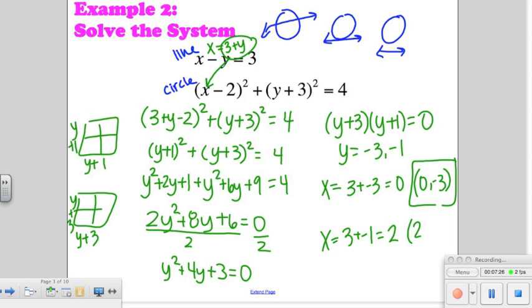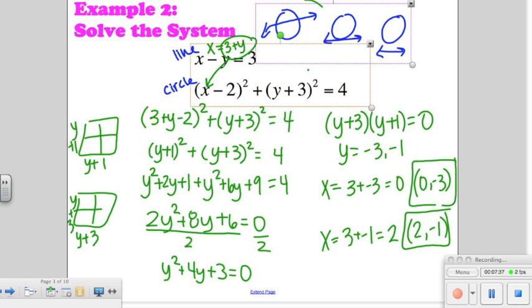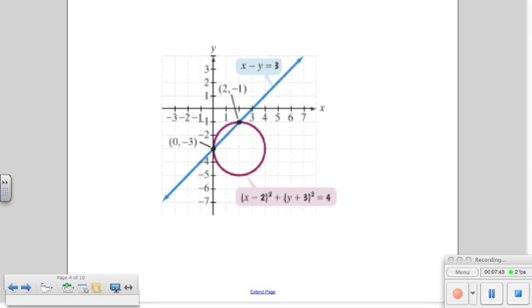And now I have my 2 solutions. So you can see that this is a case where the line crosses the circle twice. And if we look at the next slide, I have a picture of how this happens. And you can see if I were to graph those, that's what it would look like.